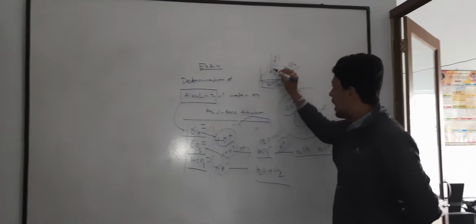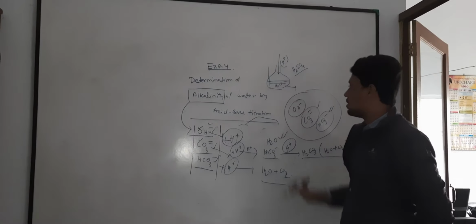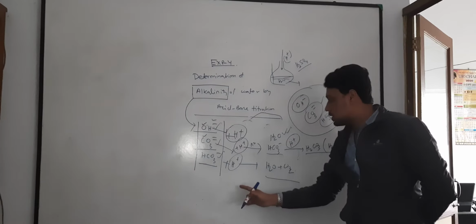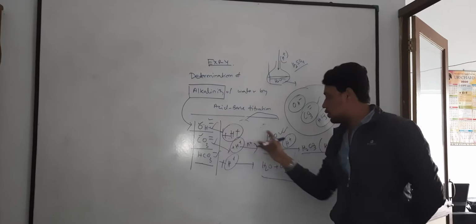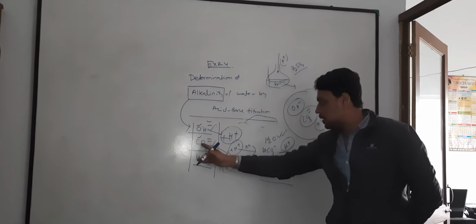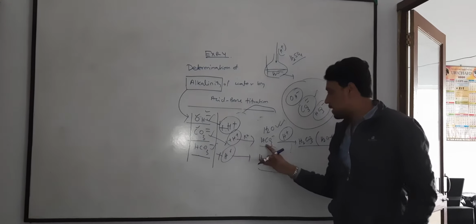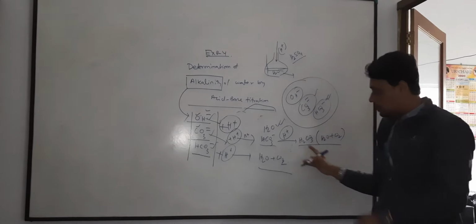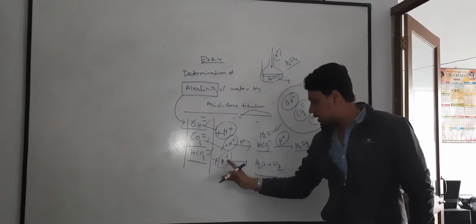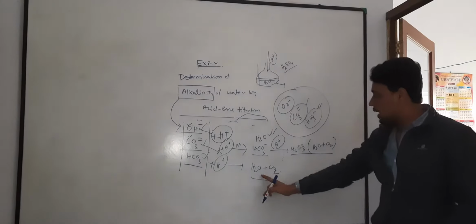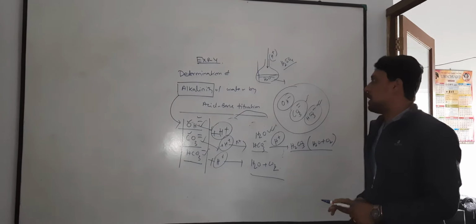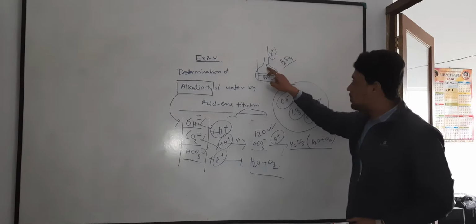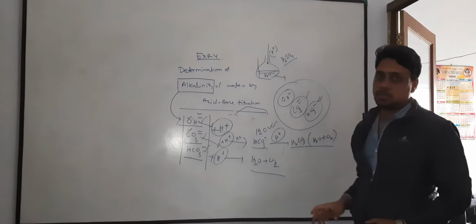Now, if you add H plus in water solution, obviously this neutralization reaction will start. If it contains OH minus, then it will be converted into H2O. If it contains carbonate, it will be converted into bicarbonate, then H2CO3. If it contains bicarbonate, then directly it will be converted into H2O plus CO2. So, how to detect that after addition of H plus, water becomes neutralized?